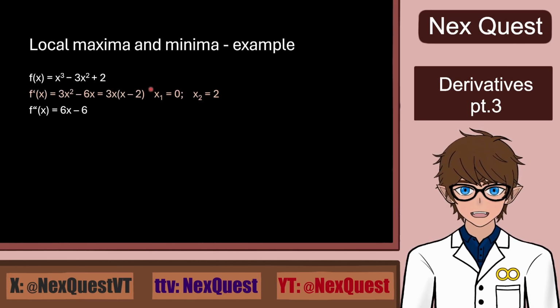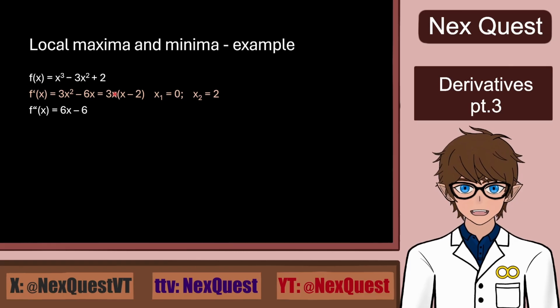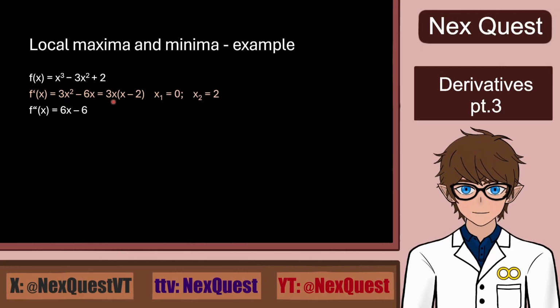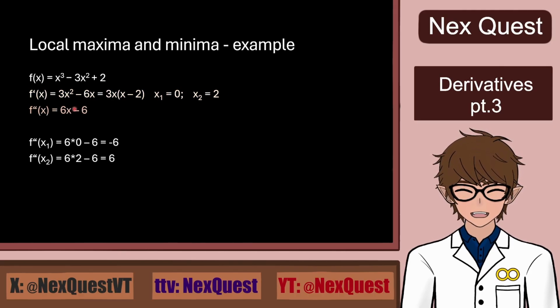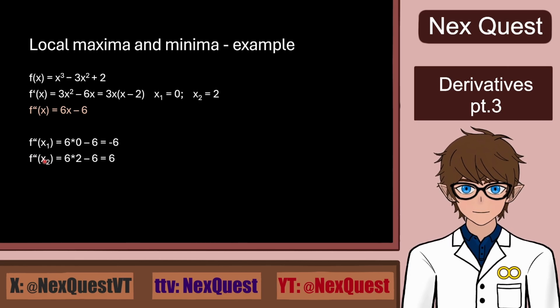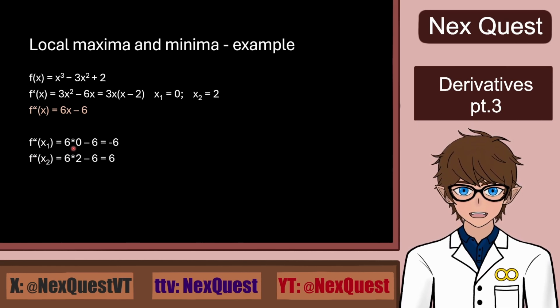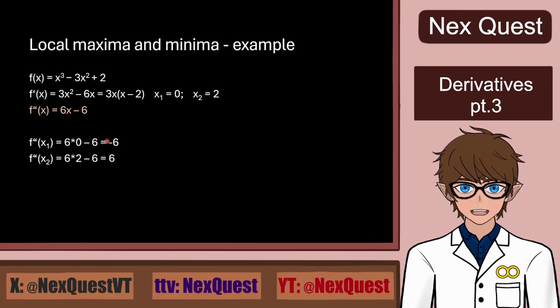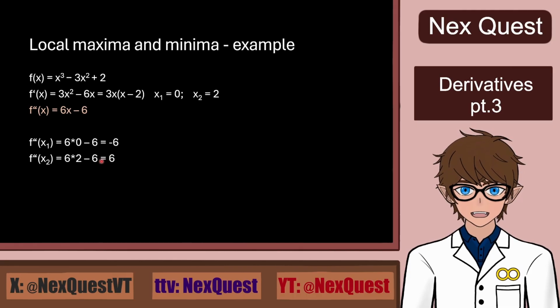Now looking at our first derivative, we have two critical points because we have two zeros. The first one is at x equals 0, and the second one is at x equals 2. If you don't know how we got to this, check out the polynomial functions video, which is, I think, where we explain this. Then I will insert these zeros into the second derivative function. So the second derivative of the function at x1 and the second derivative of the function at x2. I have this one copied over, insert the x values instead of the x, of course, and then I get -6 for the first one and +6 for the second one.